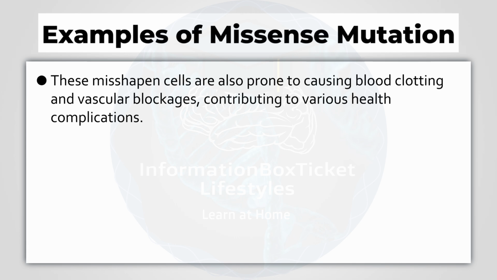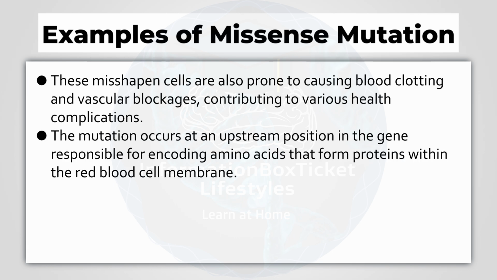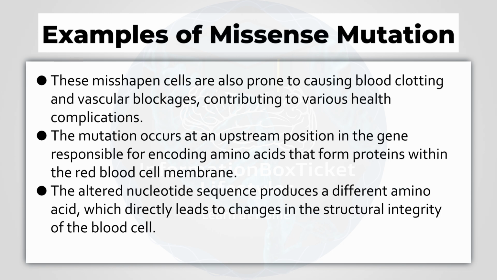health complications. The mutation occurs at an upstream position in the gene responsible for encoding amino acids that form proteins within the red blood cell membrane. The altered nucleotide sequence produces a different amino acid, which directly leads to changes in the structural integrity of the blood cell.